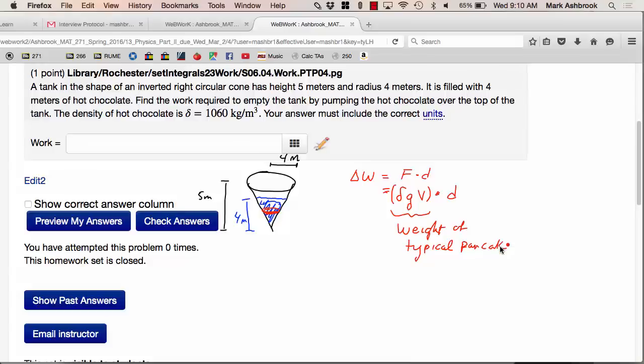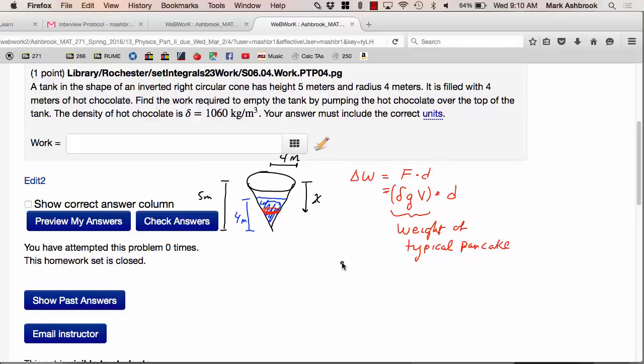So now we've got to decide our frame of reference. There are two kind of most logical ways to do this. The first way is consistent with what we've done before. Let's take x equals 0 to be where we need to get that layer to. We need to get it up to the top of the tank. So we'll say that x is the distance from the top of the tank down to the typical layer. That will be what we call our x. After we're done with that, we'll set it up a different way. But this is consistent with what we've done in class.